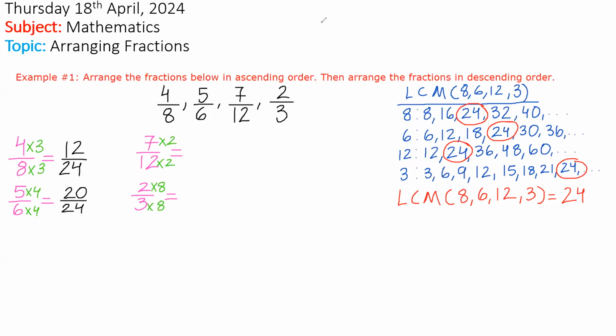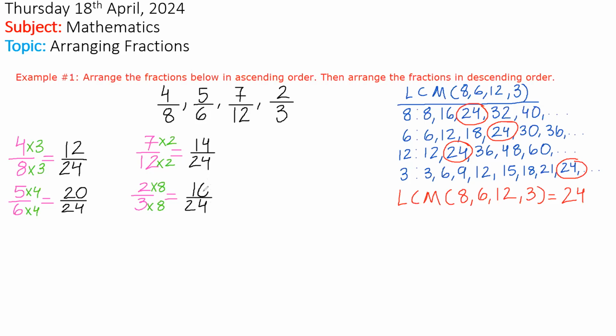And so it's going to be equal to, 12 times 2 is what? 24. Very good. And then 7 times 2 is 14. Good. And then 3 times 8 is 24 as well. And then 2 times 8 is what?